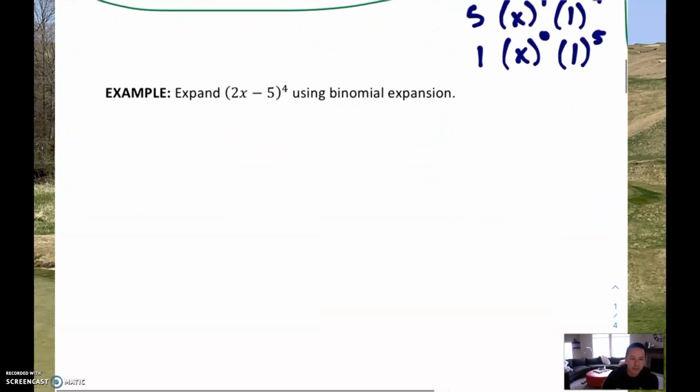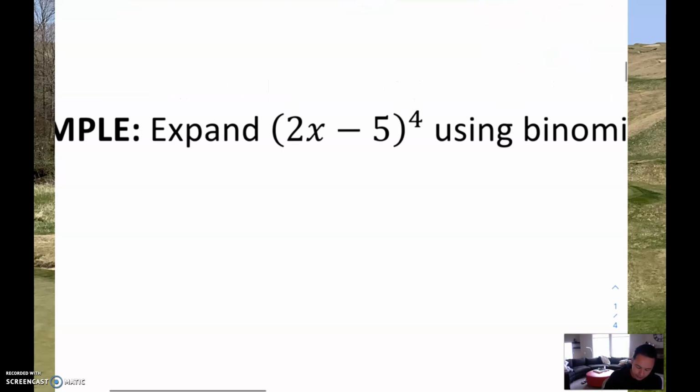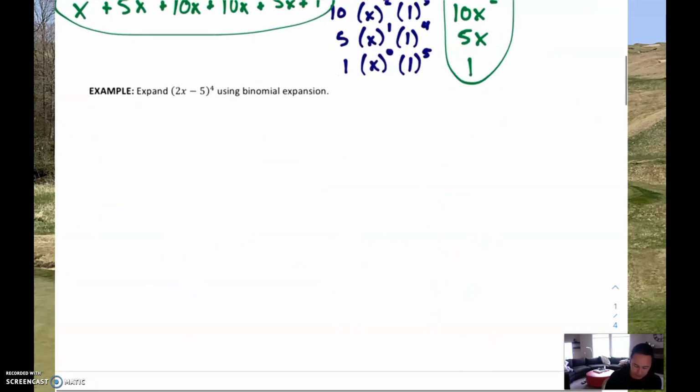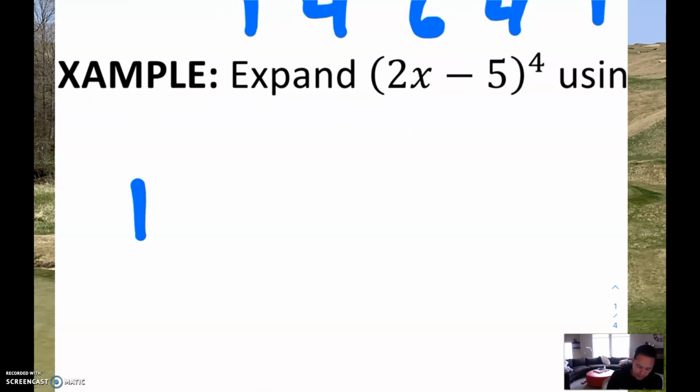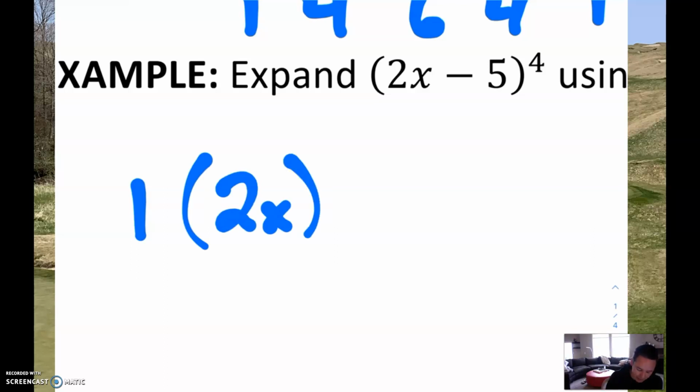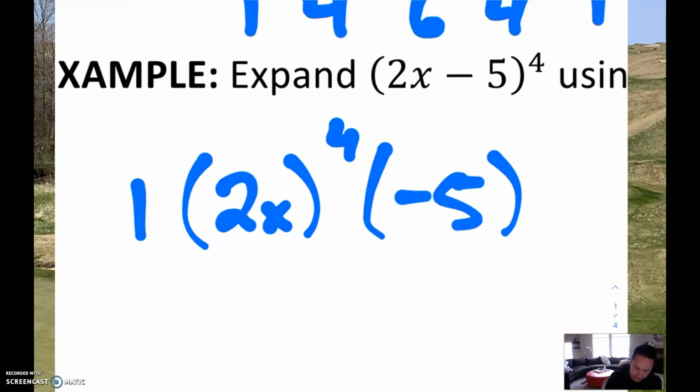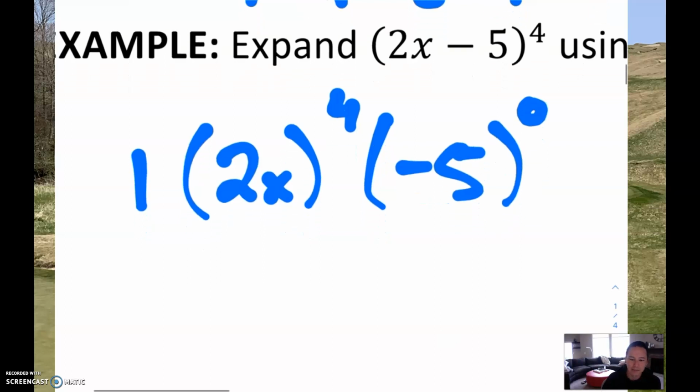We're going to do one more example using, again, binomial expansion. This time it's to the 4th power. Hopefully you remember the 4th row of Pascal's triangle is, you can just look up here, 1, 4, 6, 4, 1. So I'm going to make a note of that. 1, 4, 6, 4, 1. And what we're going to do is start with Pascal's number, that's 1. Then we're going to take the first term, which is a 2x, and raise that to the highest power possible. In this case, it will be a 4. Then we take the next term, negative 5, and raise it to the lowest power possible, which is a 0.